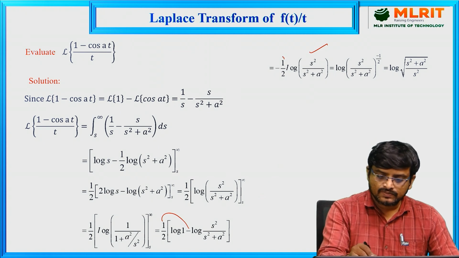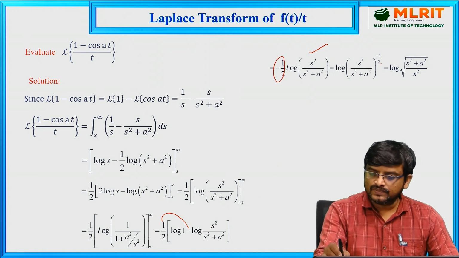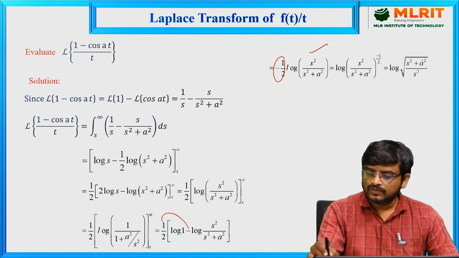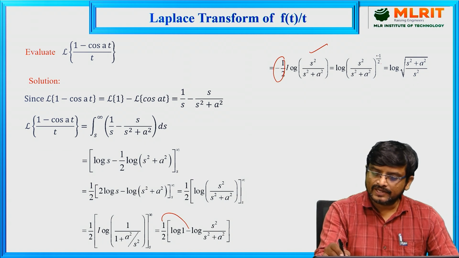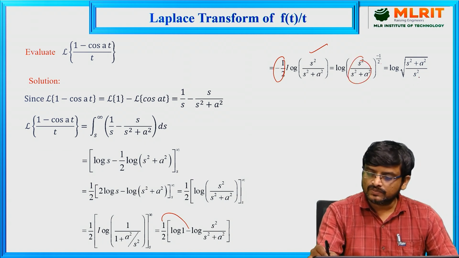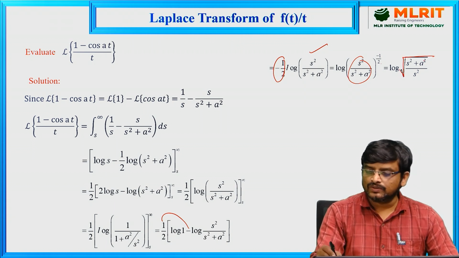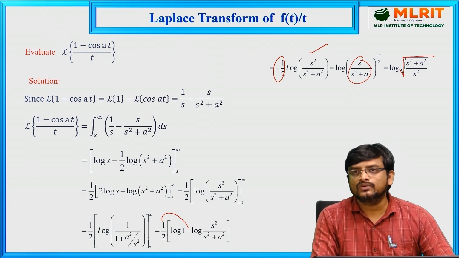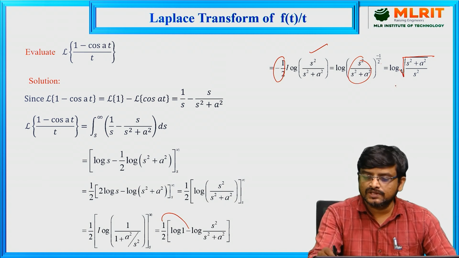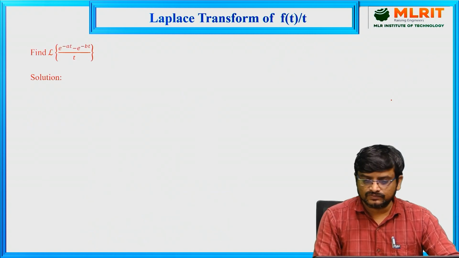So you send this minus 1 by 2 to the power of this, you will get log of root over. Since we have a negative power, you take the reciprocal, you will get s square plus a square by s square, and the power is 1 by 2, so we can remove that power 1 by 2 and convert it to the square root. So this is our final value here.